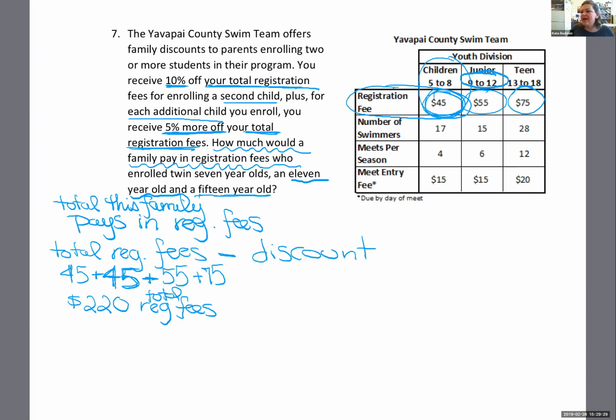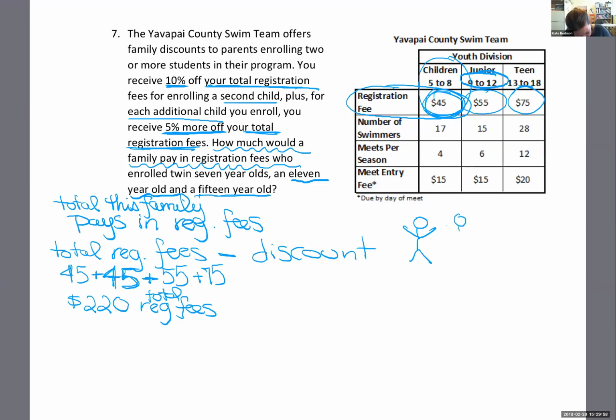Okay, so now it's time to figure out my discount. And this is the tricky part here because the language is pretty confusing. So let's go back to where it talked about the discounts. It said that I was going to receive 10% total off. Can I say that again? It says I was going to receive 10% off my total registration for enrolling my second child. Maricela, how many kids did I enroll here? 4. Yeah, I had 4 kids.